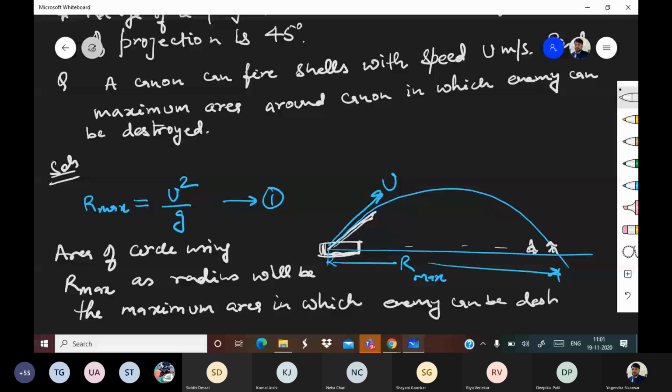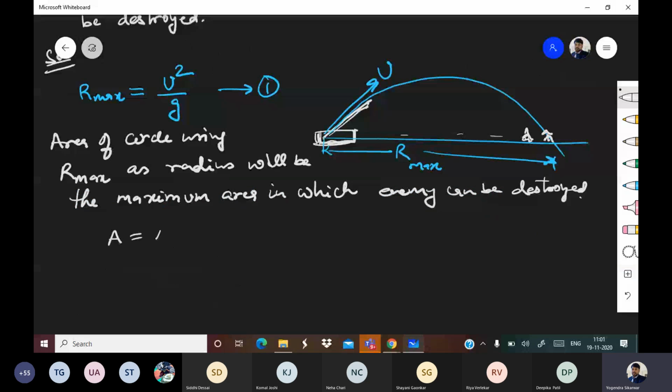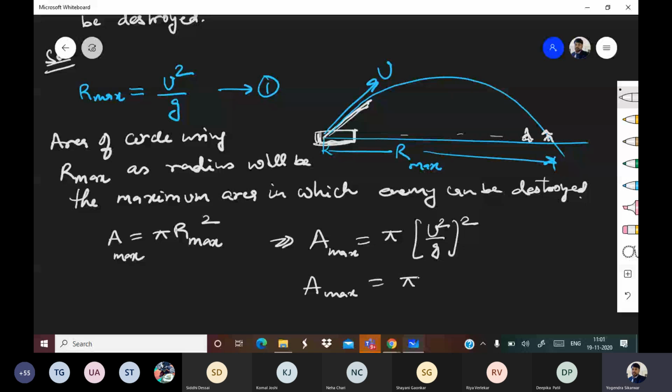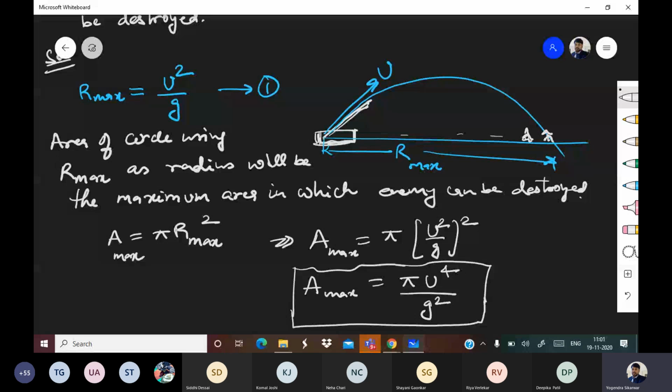A will be pi into R max square. So A max, let's call it A max, will be pi into U square by G whole square. So A max will be pi U to the power 4 upon G square. That will be the answer.